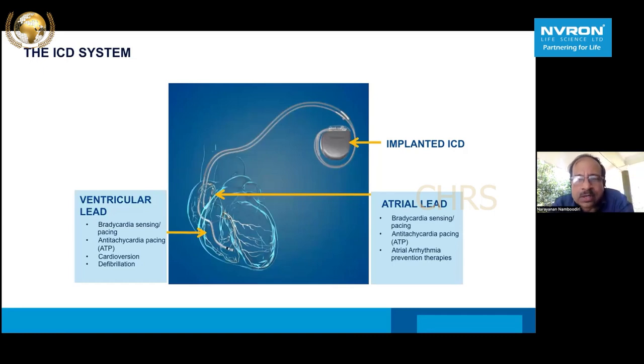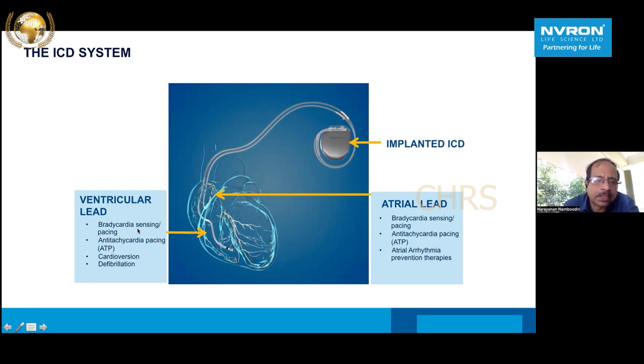ICD, what are the functions? What are the components of this ICD as well? You will see this is the pulse generator, and you also have two leads, one implanted into the atrium and the other into the ventricle. So it acts as a pacemaker plus. It has a pacemaker function. In addition, it has a function to sense ventricular fibrillation or ventricular arrhythmia and treat them either with anti-tachycardia pacing, cardioversion, or defibrillation. So basically defibrillation together with anti-tachycardia pacing and bradycardia sensing and pacing.